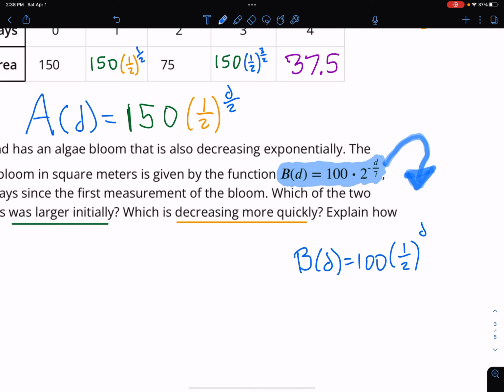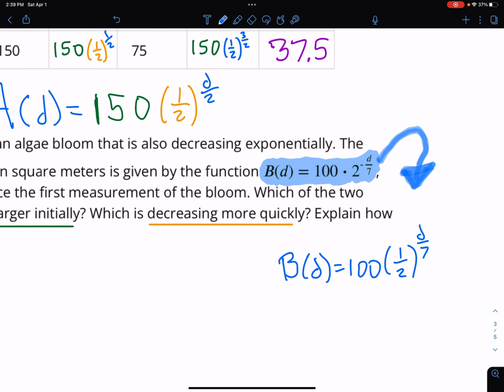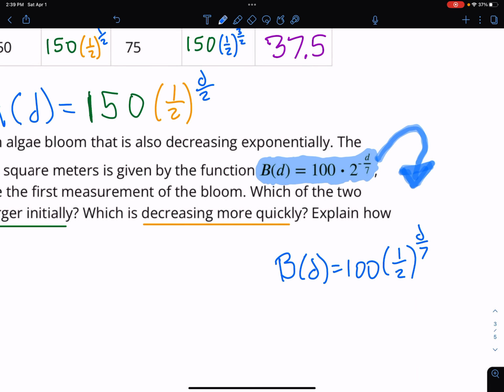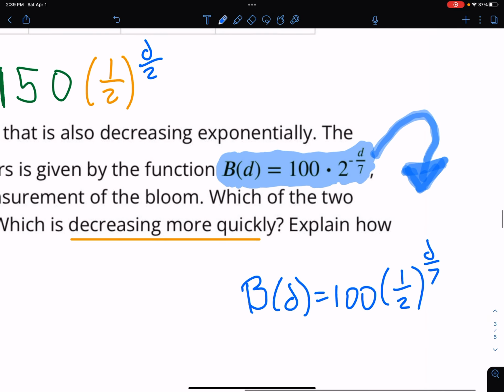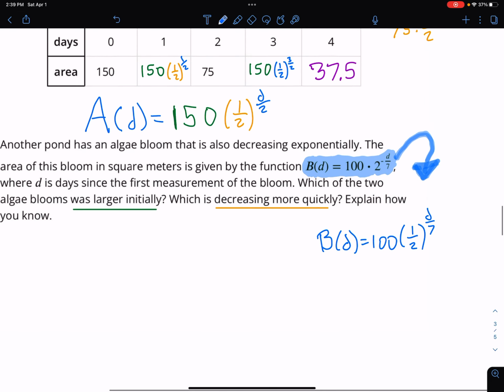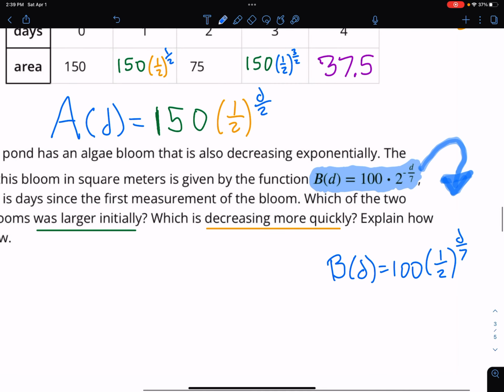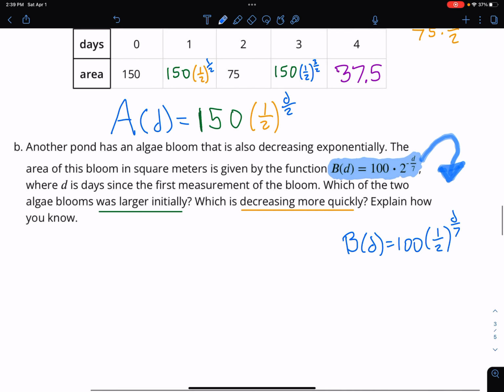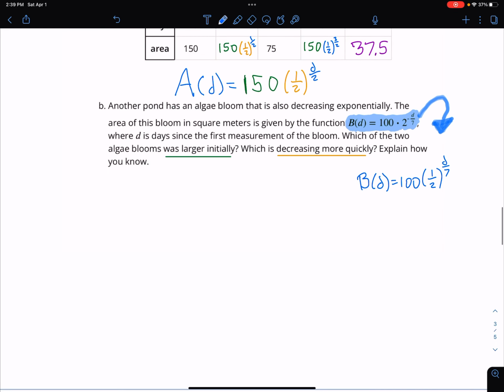And it's d over 7. Okay? I'm going to put it on the test like this. I wouldn't do something like that to you guys. We're not quite at that level. You got to walk before you can run. So I'm going to give it to you like this down here. B of D equals 100 times 1/2 to the power of D over 7.